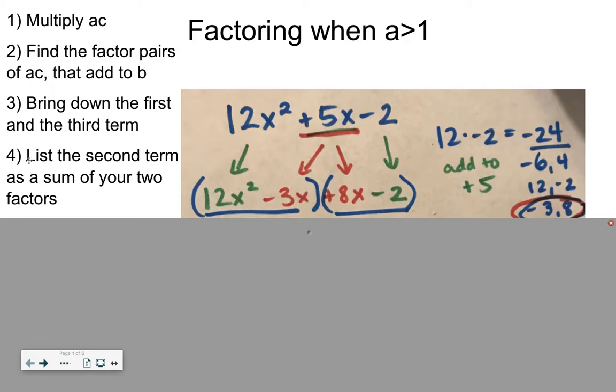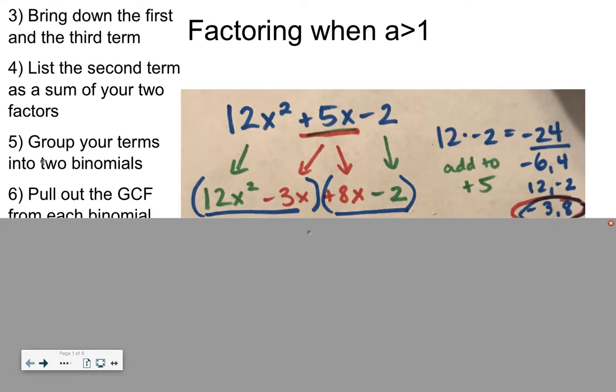Step 4 says to list the second term, which is 5x, as a sum of your two factors. If you recall over here, the two factors we came up with were negative 3 and 8. So I'm going to write this 5x as those two factors, negative 3x plus 8x. The reason I included the x is because I want the sum of those to equal 5x. If I continue, I'm going to move on to step 5, which is group your terms into two binomials. Realistically, that just means put parentheses around them.